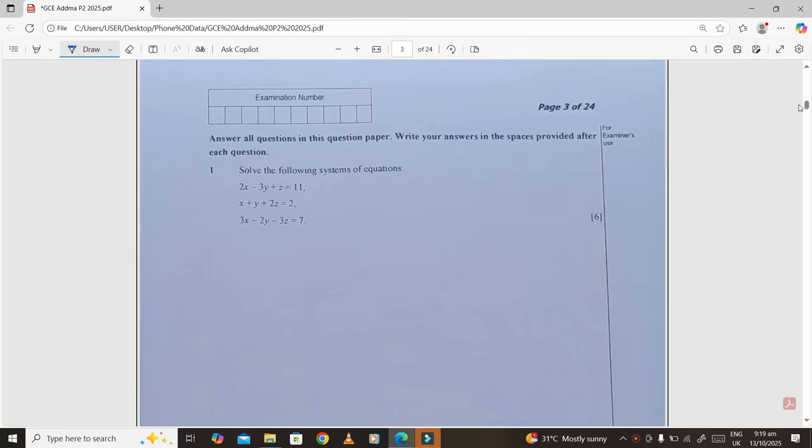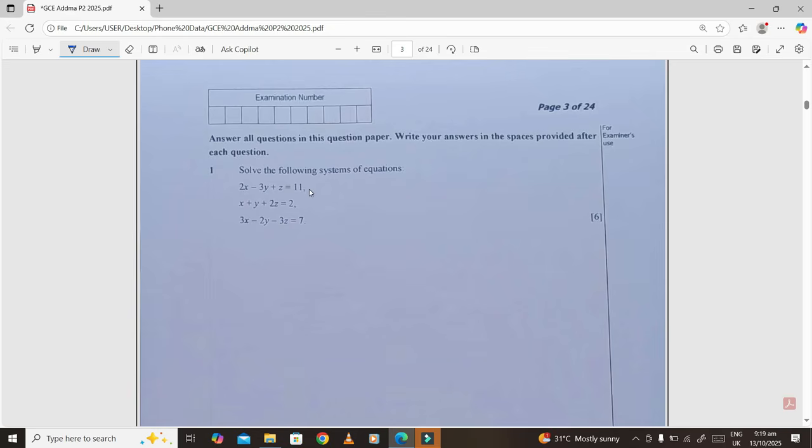Alright, so for question 1 here, they are saying solve the following systems of equations. So we've got 2x minus 3y plus z is equal to 11, and also we've got x plus y plus 2z is equal to 2. Another one here is 3x minus 2y minus 3z is equal to 7.